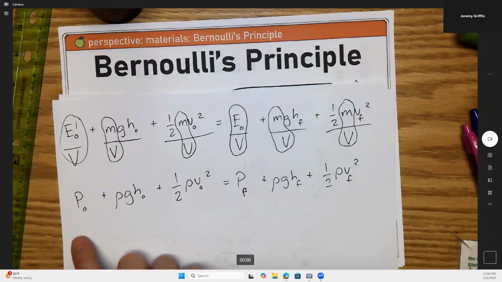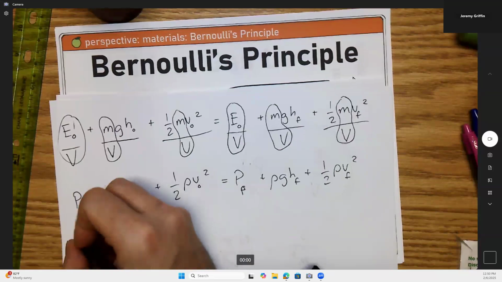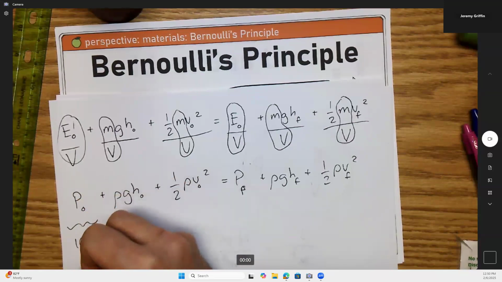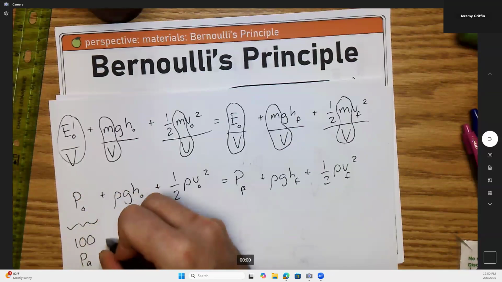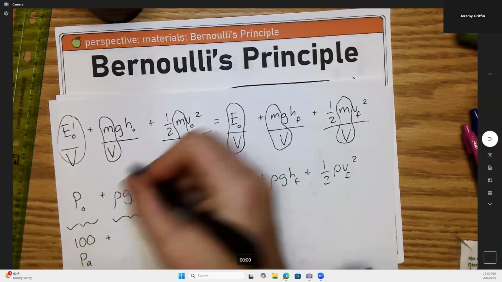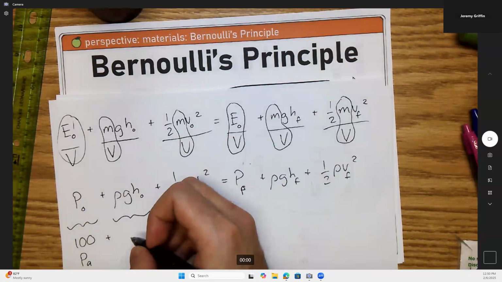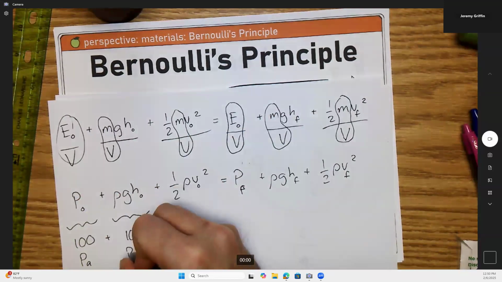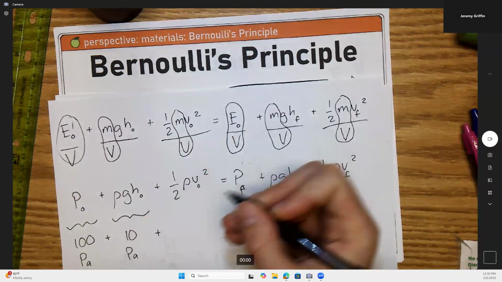100,000? We're sitting at 100,000 right now? Okay. Now, I'm really going to simplify this just to make the numbers look nicer. Let's say I had like 100 units of pressure. I'm going to call that pascals. Plus, let's say there was like some height. I'll call that, let's say like 10 units of pressure. I'll say pascals just to tag a unit to it.